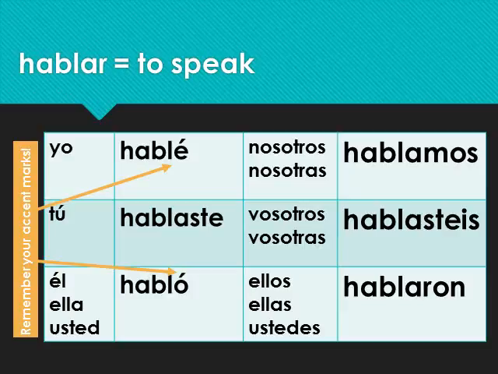Especially because if we don't include the accent marks, especially in the él, ella form, the conjugation would be in the yo form in the present tense. So it's extremely important to have those accent marks.